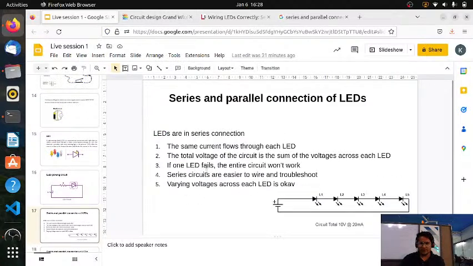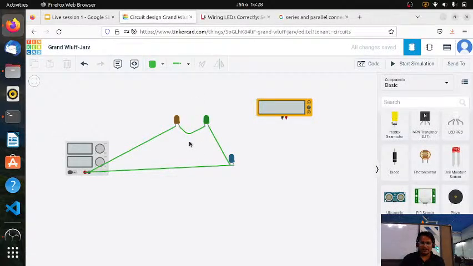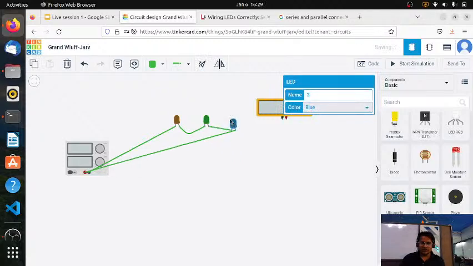Series circuits are easier to wire and troubleshoot. So you can see the connection is very simple. You can just keep on adding the number of LEDs. Just positive to negative and then positive to negative, and this is how you can connect multiple LEDs, and the connections are quite simple.